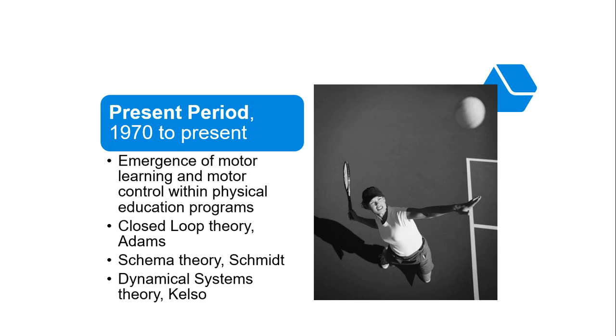In 1971, Adams' closed-loop theory explained how feedback following the performance of slow and discrete movements is used to update the cognitive representation of the movement and improve subsequent performances of the motor skill. In 1975, Schmidt's schema theory proposed the idea of a generalized motor program. That is the idea that movement patterns such as kicking or throwing could be generalized to a variety of sports and settings.